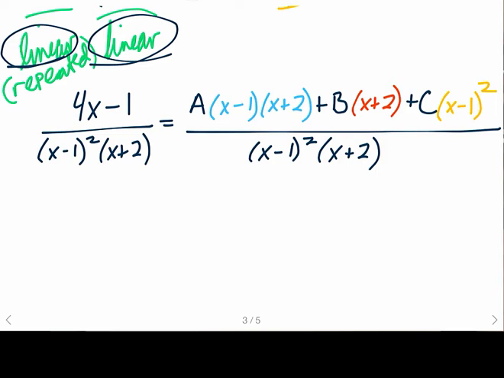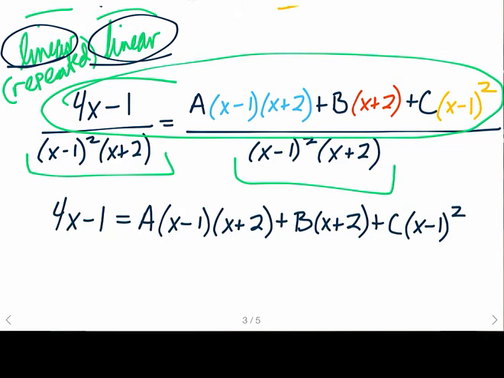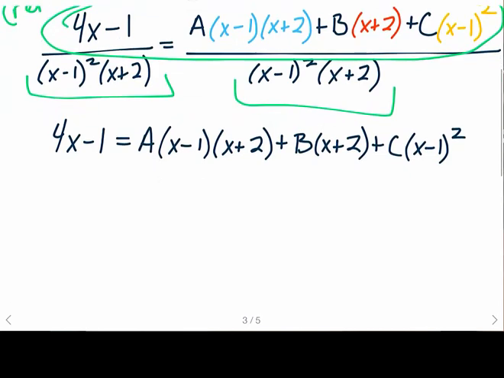And once again, we have denominators that match, and so it must be the case that the numerators are equal. So we're going to write down that equation. And so we have 4x minus 1 is equal to a times (x minus 1)(x plus 2) plus b times (x plus 2) plus c times (x minus 1) quantity squared.